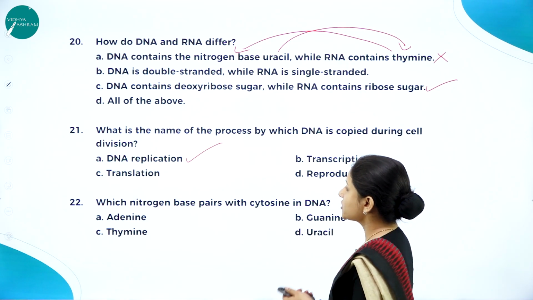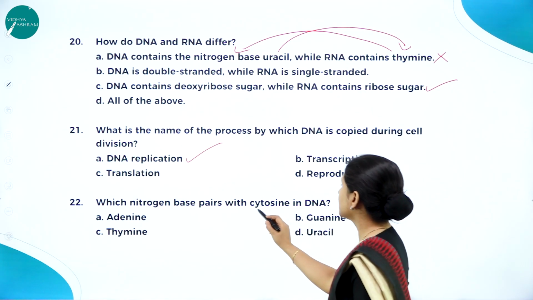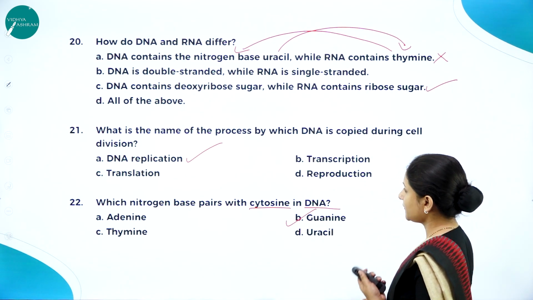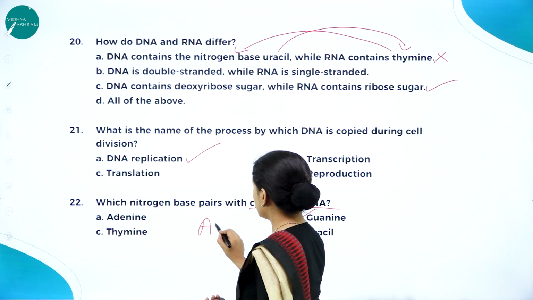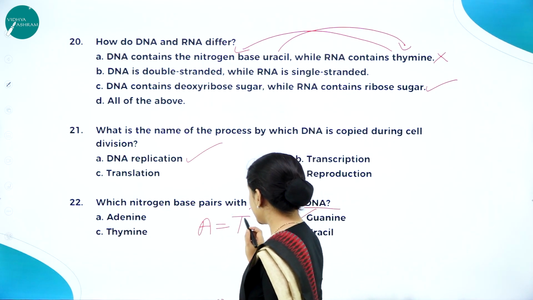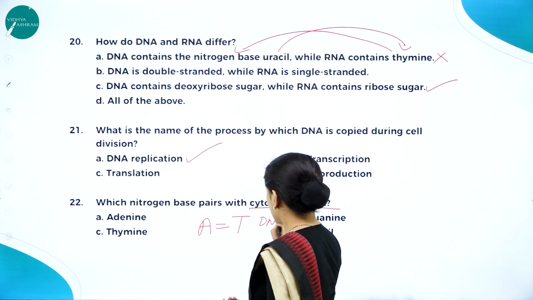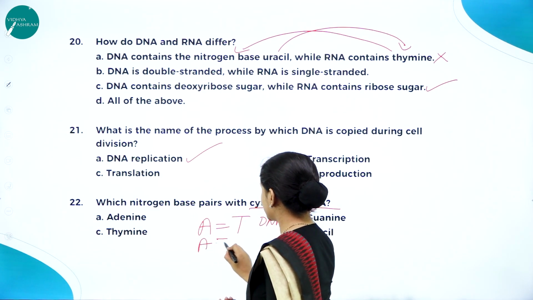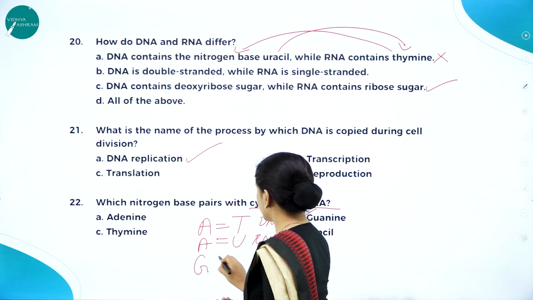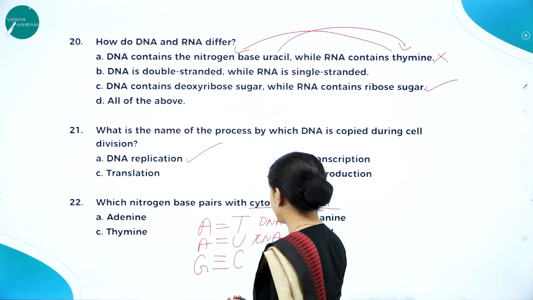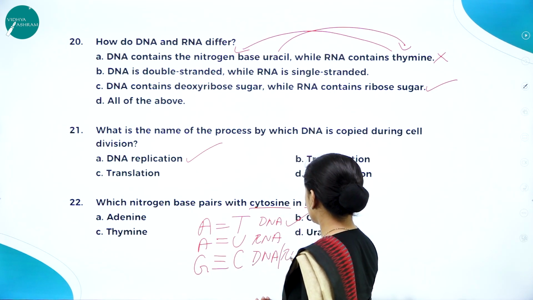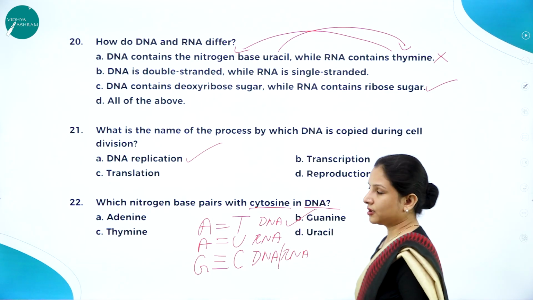Next question, which nitrogen base pairs with cytosine in DNA? It is guanine. We know that adenine base pairs with thymine with a double hydrogen bond if it is DNA, and adenine base pairs with uracil if it is RNA, and guanine base pairs with cytosine with a triple hydrogen bond, in DNA or RNA. So this is how it is.